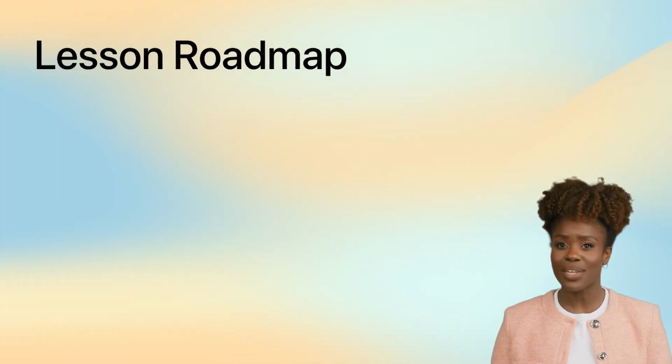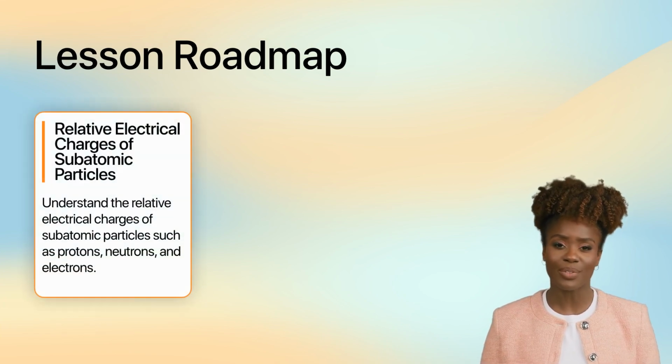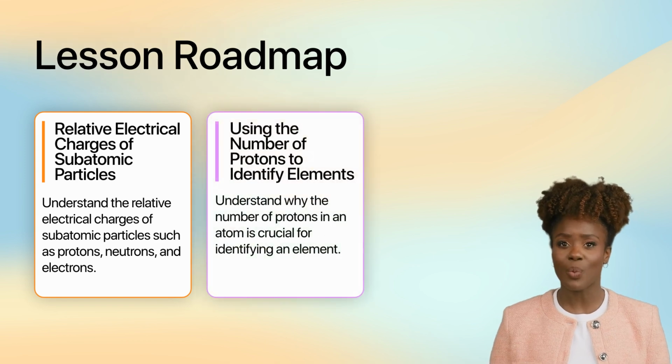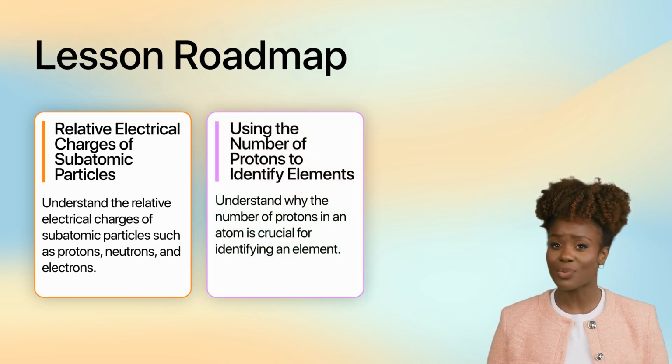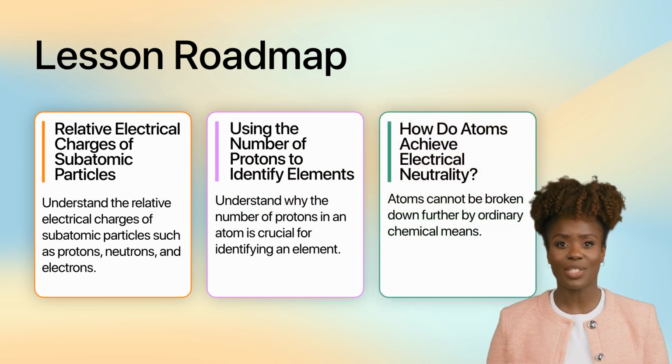Today, we will break down the relative electrical charges of subatomic particles such as protons, neutrons, and electrons. We will also discuss why the number of protons in an atom is crucial for identifying the element. And finally, we will see how atoms achieve electrical neutrality.